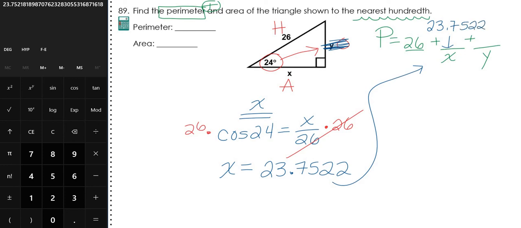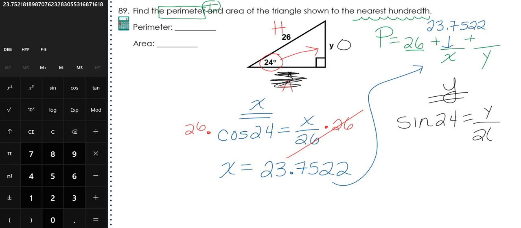23.752. All right, now I need to solve for y. So same process. If I'm solving for y, I want to imagine that the x doesn't exist. And now my y is my opposite. I have the hypotenuse, so I'm going to use SOH, because it uses O and H. So to get the y value, I'm going to use sine, so sine of 24 equals my opposite y over 26.